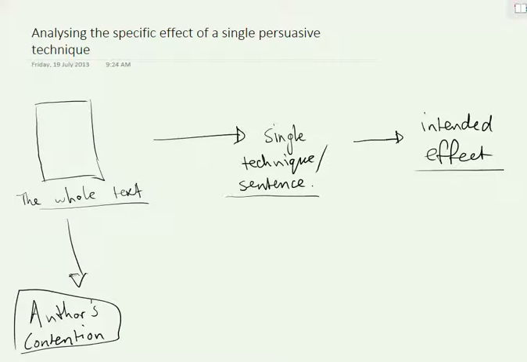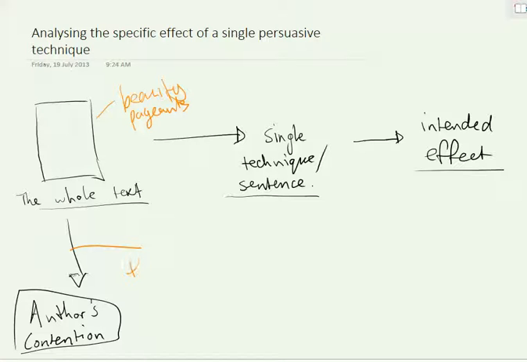Now I drew this diagram that you can see here for a reason. You've got to remember this when you analyse stuff, right? So you've got a whole persuasive text, all right? Let's say, for example, in our case, the beauty pageants article. And whenever you look at a whole text, you've got to understand the author's contention or what they're saying, and of course that feeds into the issue.